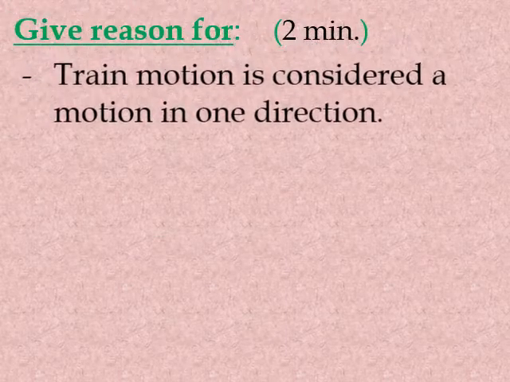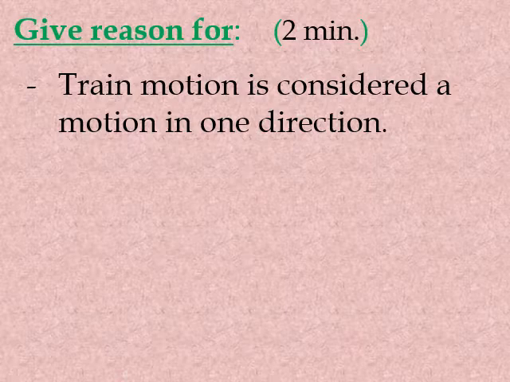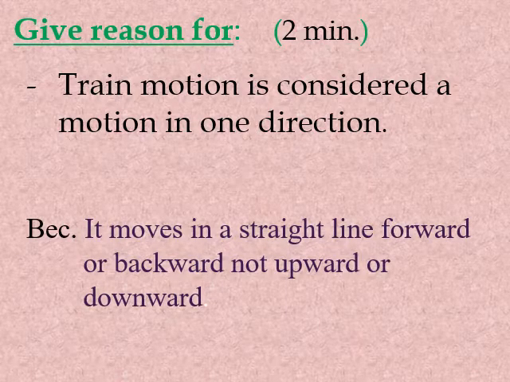So we have a question in this part. Give reason for: train motion is considered a motion in one direction because it moves in a straight line forward or backward, not upward or downward.